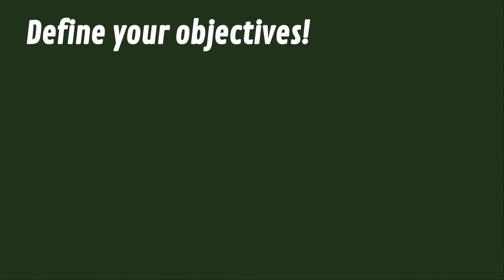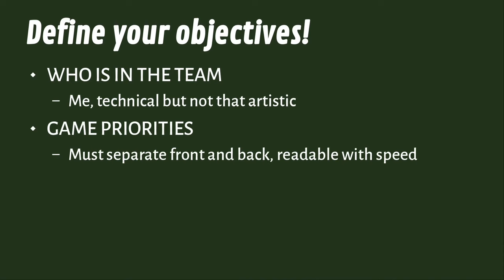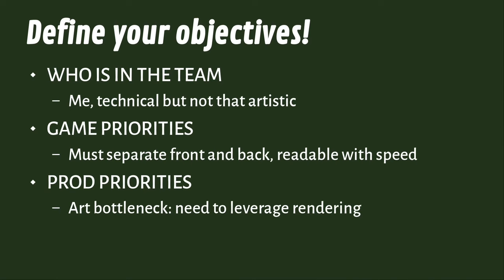So first of all, you're going to have to define your objectives for that. So who is in your team, where you can actually apply the pipeline to them? For me, it's me, who is technical, who actually knows how that works, but can't really do a lot of art. What is the priority in the game where I must separate the front and back because it goes very fast, it needs to be readable, and it works in several lighting conditions, all of that. So these are constraints you have to keep in mind when doing the art style, and then you have production priorities. And for me, the art is the bottleneck, so I need to leverage the power of rendering.